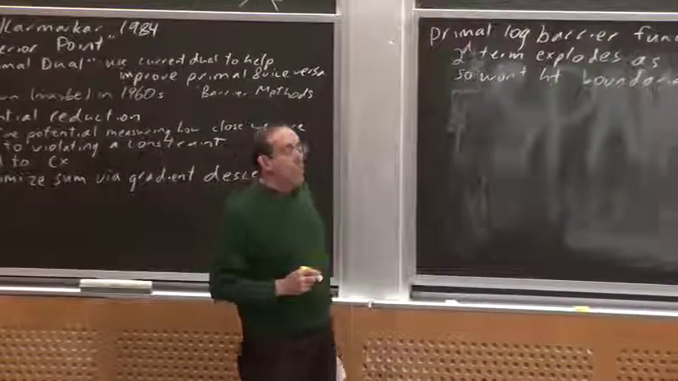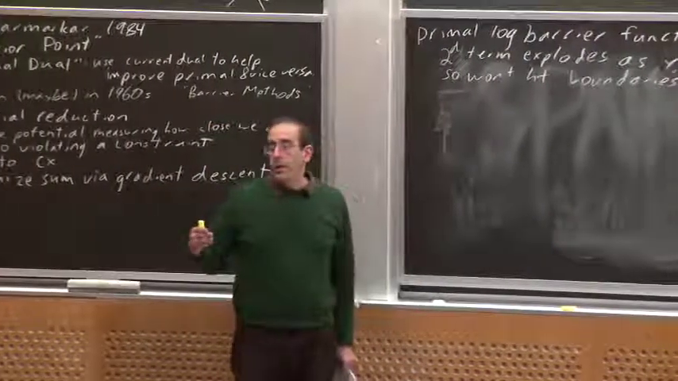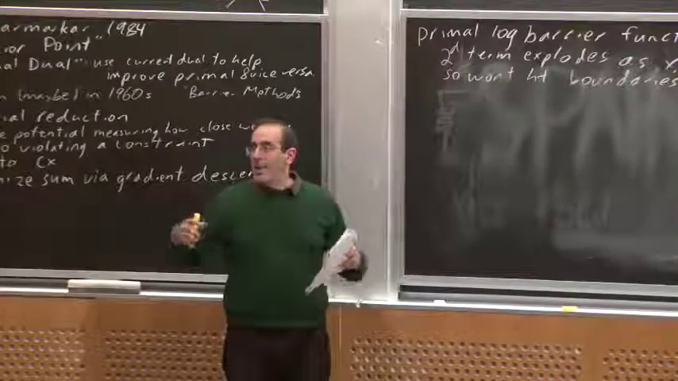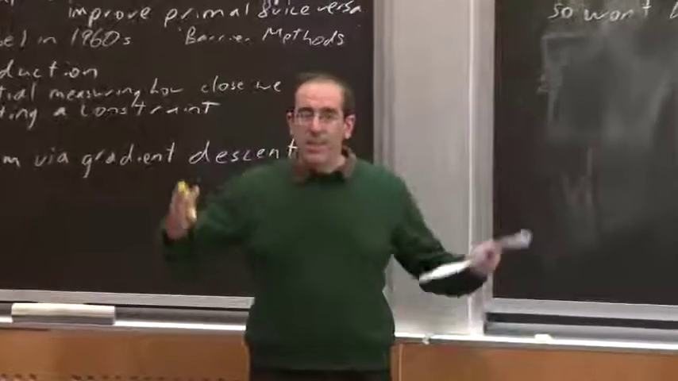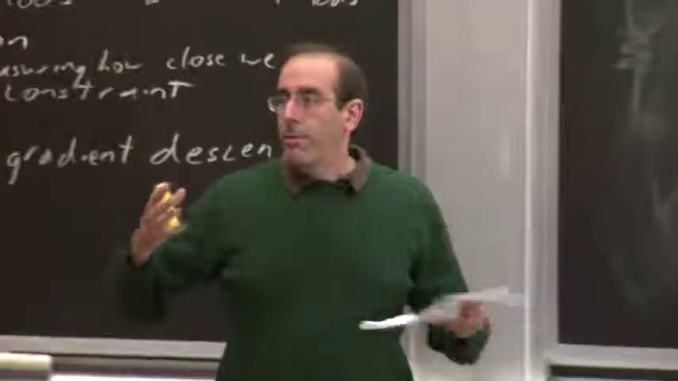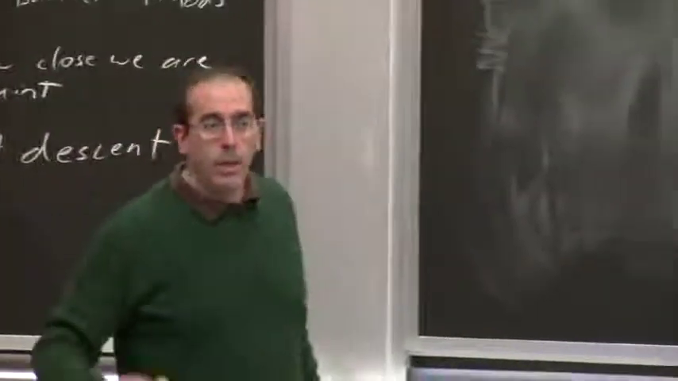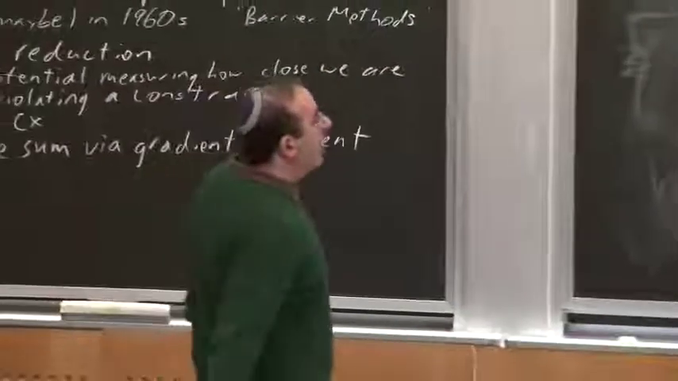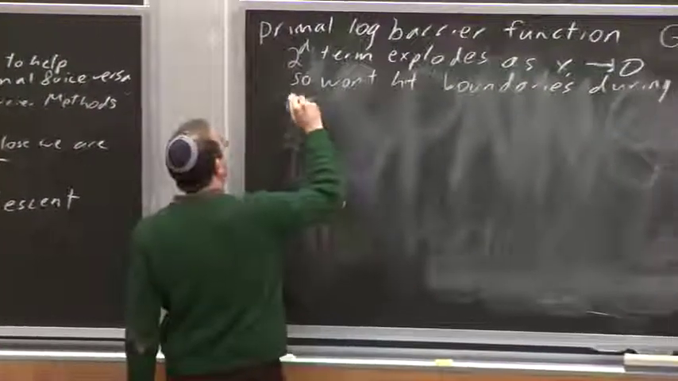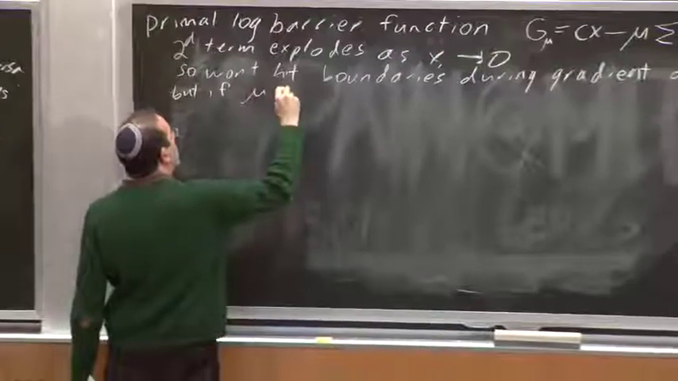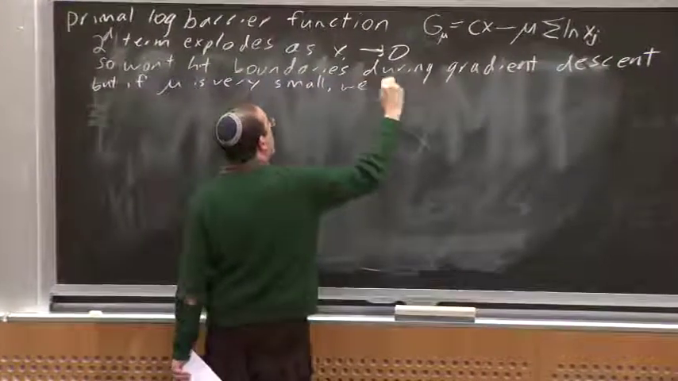Constraints in it, though? So this is the next elaboration on the story, is that we are going to do gradient descent inside the Ax equals b subspace. This is still an unconstrained problem in the sense of that entire subspace. We don't have any boundaries to run into, okay? But we'll get there. Okay, so this guarantees that we won't hit the boundaries during the gradient descent, but if mu is very small, then we can get close.